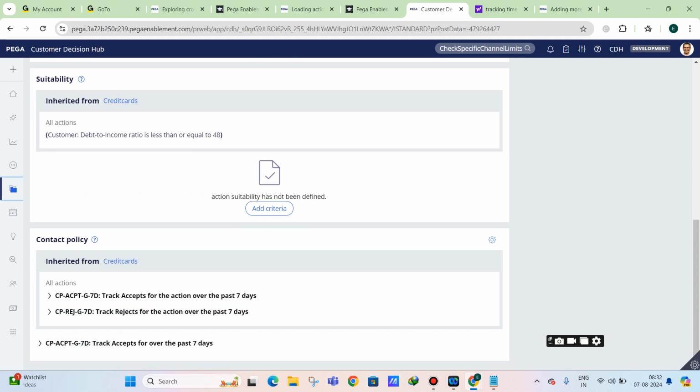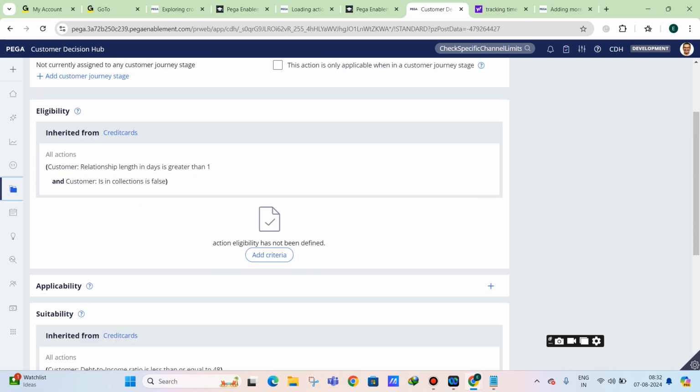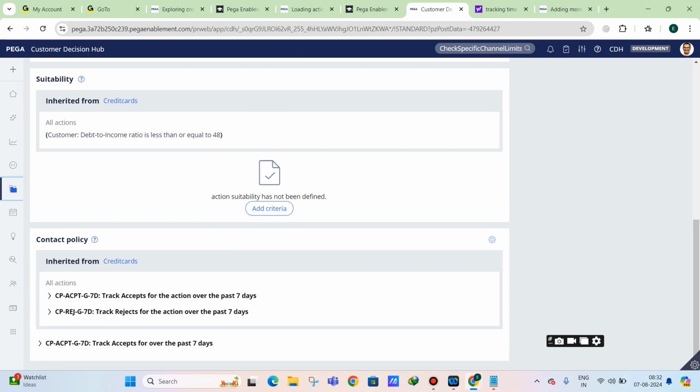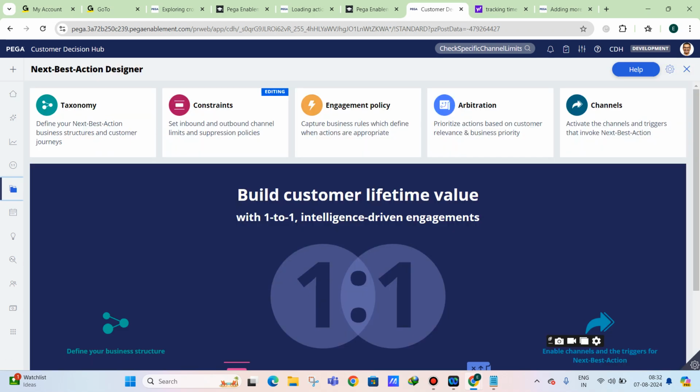So you see now, whatever the contact policy that I applied at a group level, since this particular action is part of Grow Credit Cards, that is the reason the same suppression rules are getting displayed here also. That means it has to satisfy these two suppression rules, and also this suppression rule. If you keep the same duplicate, it will be considered as one only, because both of them are the same. But every action in that particular group has to satisfy whatever suppression rules are added at the group level.